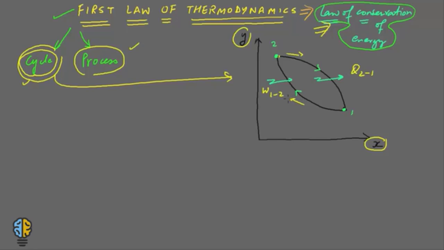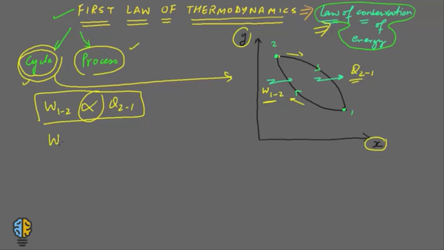It is found that this W12 would always be proportional to Q21. This is a known fact: whatever work you put in, a proportional amount of heat would come out. The proportionality sign can be replaced by an equal sign with a constant of proportionality, J, and this J is known as the Joule's constant.